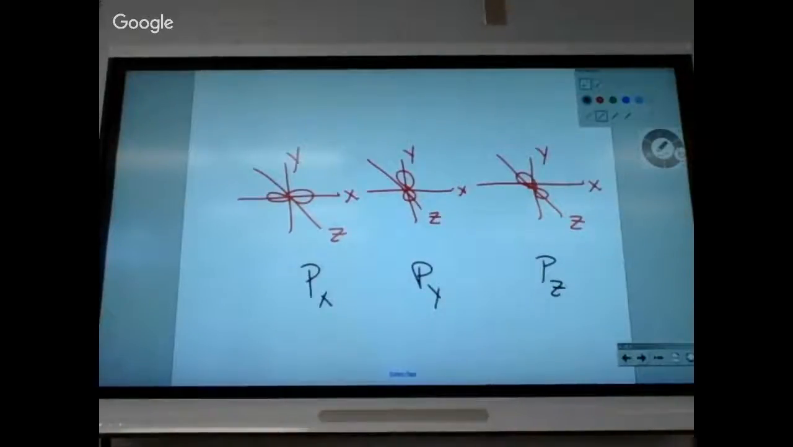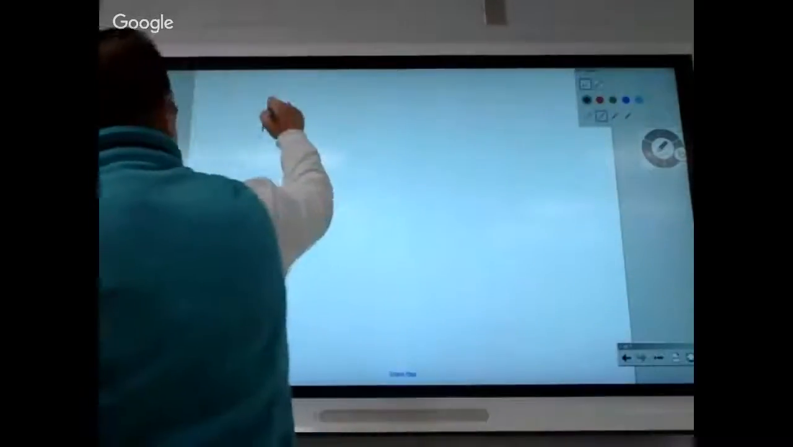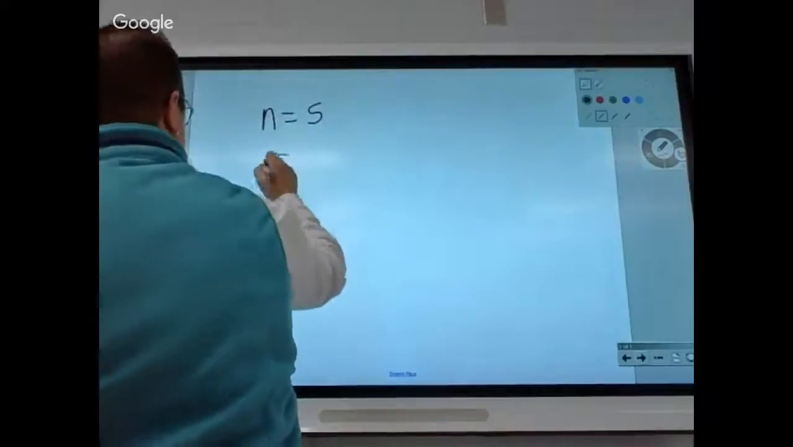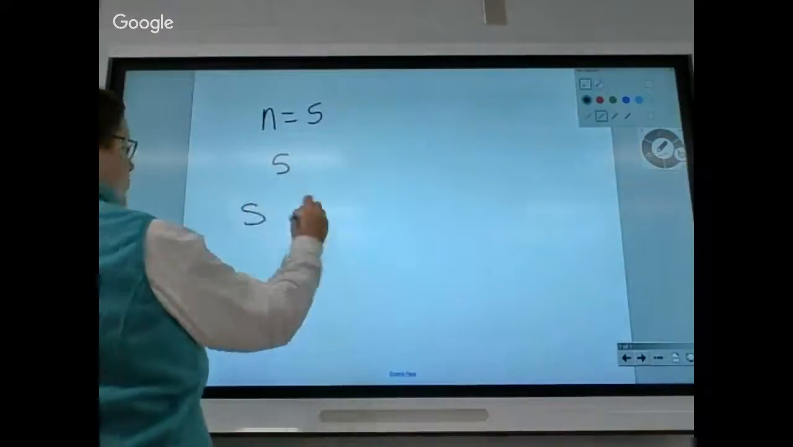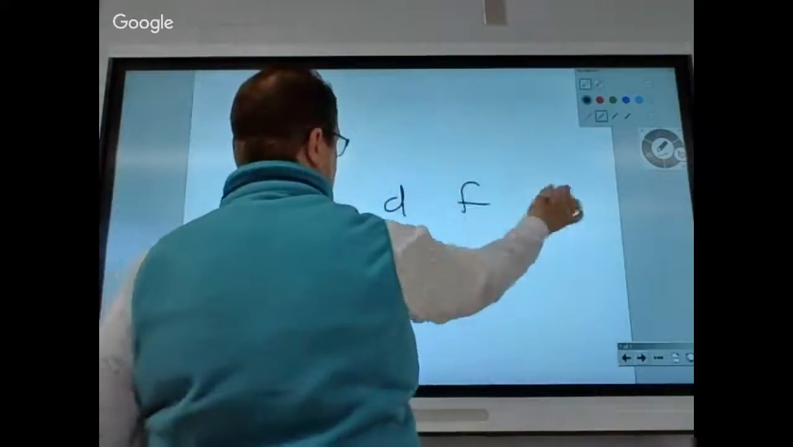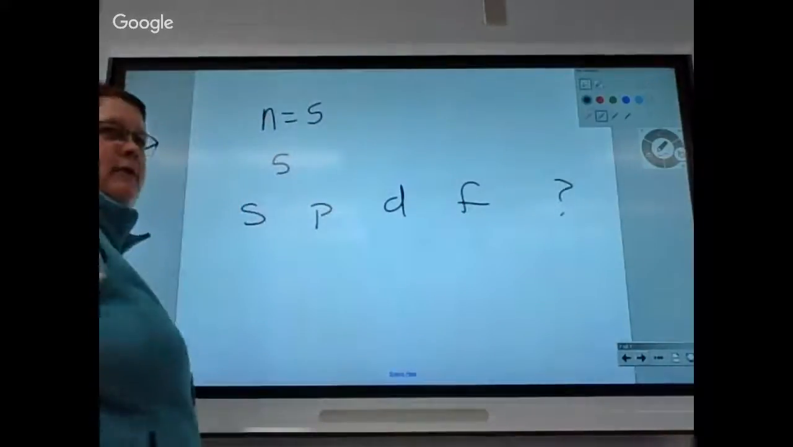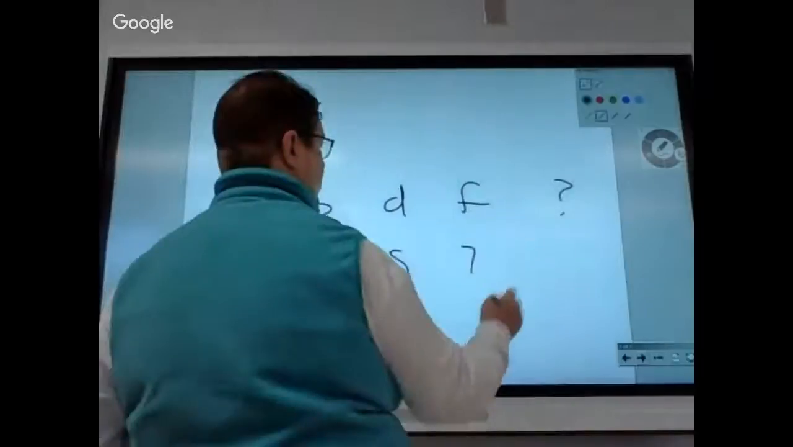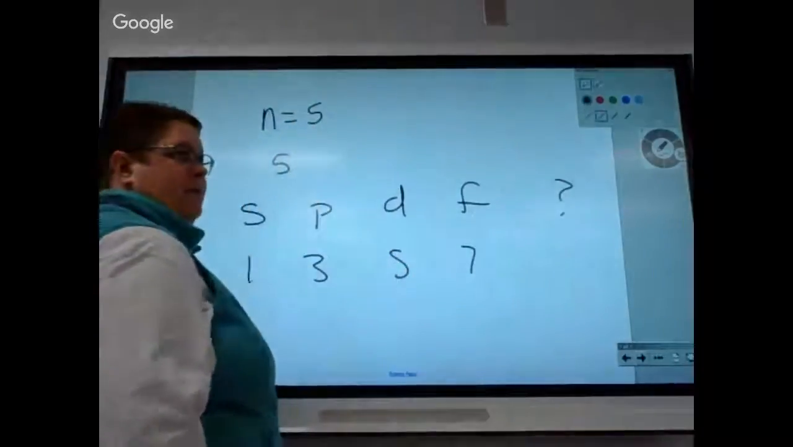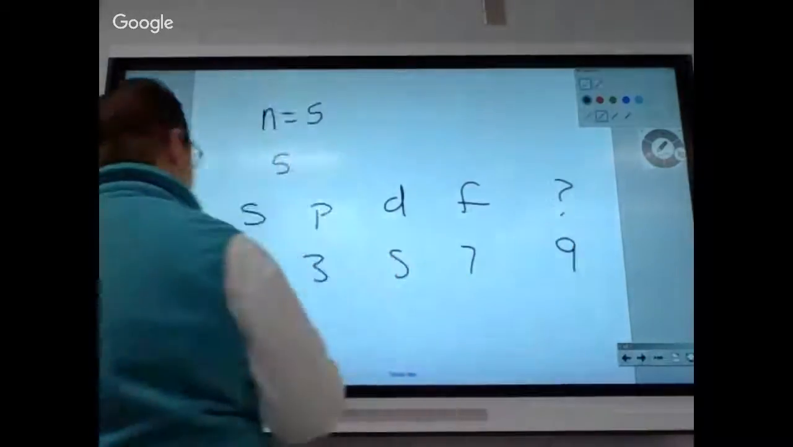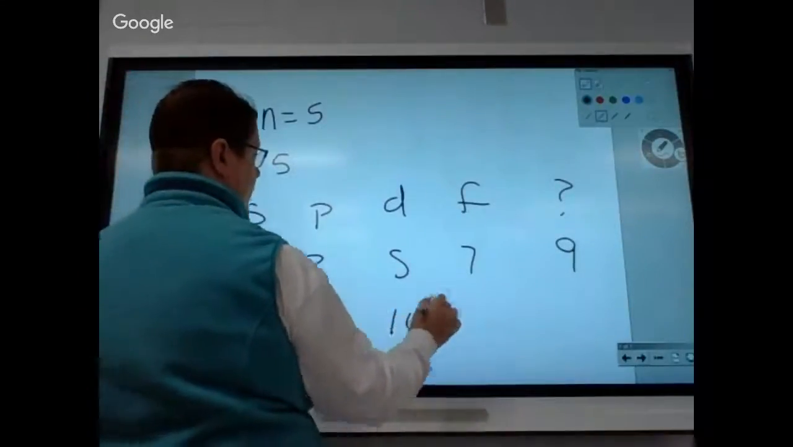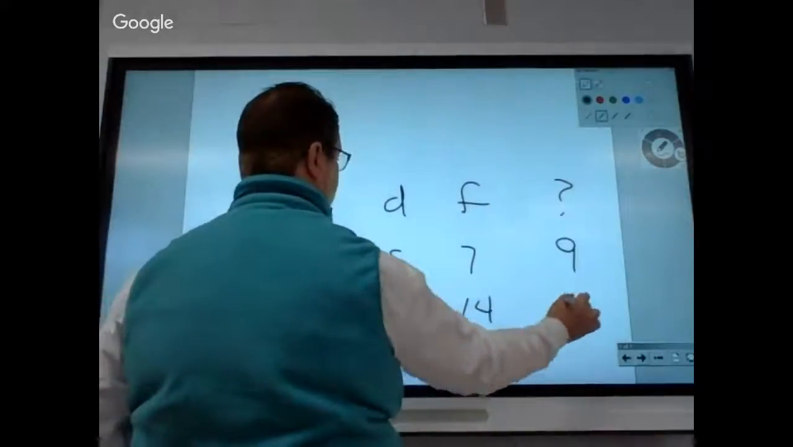So let's say that we had to find the electrons if N equals 5. All right, how many sublevels are there? Okay. So we know we have S, P, D, F, and G, right? So we know the orbitals are 1, 3, 5, 7. What do you suppose those orbitals are? 9. Yep. How many electrons go here? Here, here, here, here.